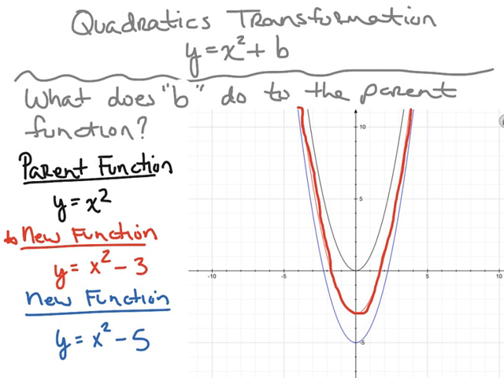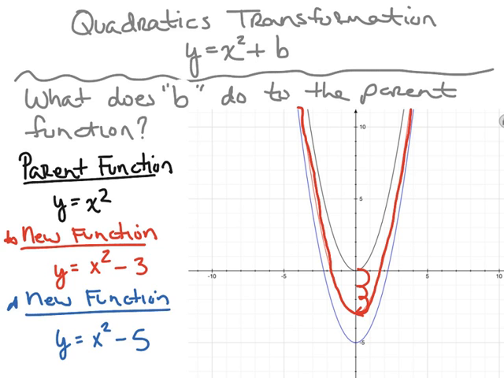And notice this time we've taken the parent function and shifted it down 3 units. Again, if I start at the origin, notice how this graph has gone down 1, 2, 3 units. That's what the minus 3 is doing. It's shifting the graph down 3 units.